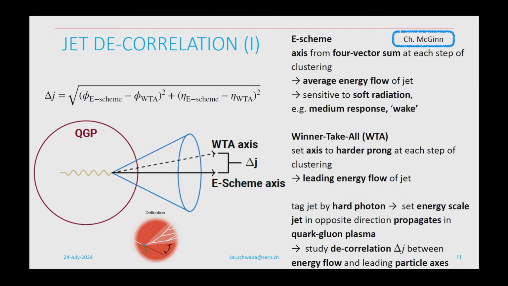And in this analysis, CMS defined two jet axes. One axis is called the energy scheme axis that points to the average flow of energy. So this carries the information on the soft part, for example, the medium response, aka the wake, and a hard axis, the winner-take-all axis, which points to the leading prong, the leading energy flow inside the jet. And these two axes might be further decorrelated due to interactions in the quark-gluon plasma, and this is quantified by this variable delta J, which measures the difference between both jet axes in azimuth and along the beam direction.